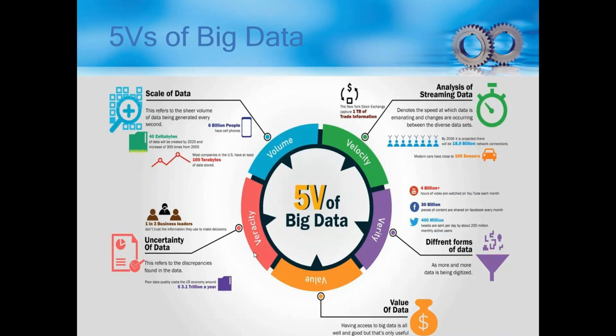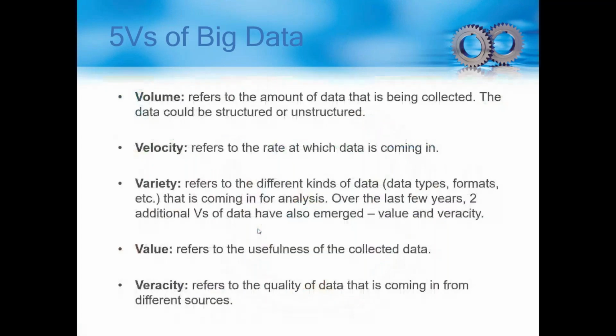Okay, so these are the 5 V's of big data: volume, velocity, variety, value, and veracity. Volume refers to the amount of data that is being collected. Velocity refers to the rate at which the data is coming in, the time. Variety refers to the kinds of data, that is data formats. Value refers to the usefulness of the collected data. Veracity refers to the quality of data that is coming in from different sources.